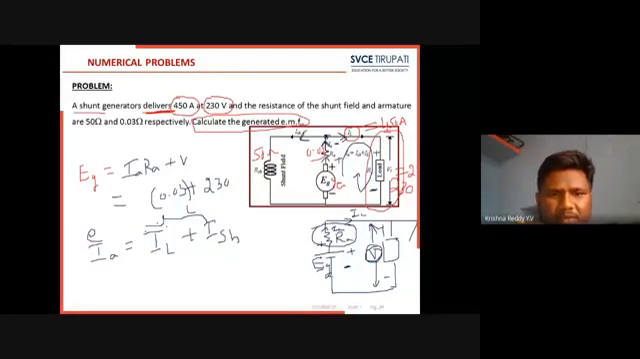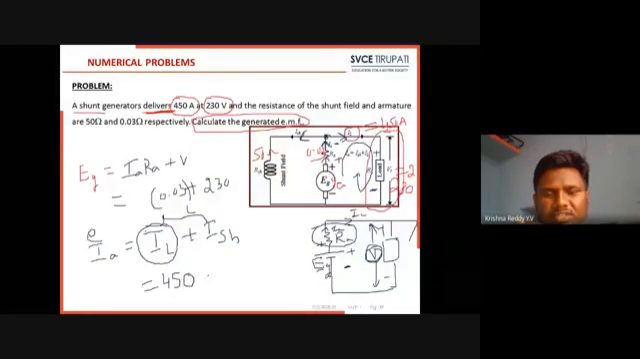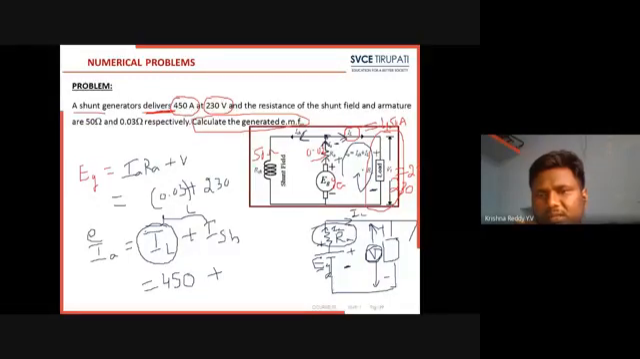Here in the problem they have given the value of IL. The load current is 450 amperes. Now how can we calculate the ISH value? ISH is the shunt field winding current. Here this shunt field winding, this armature winding and load all are connected in parallel.